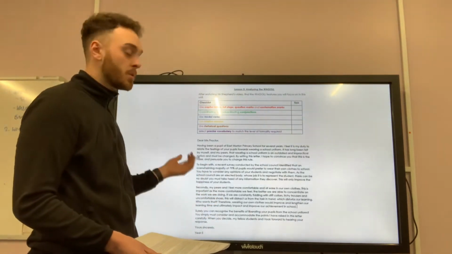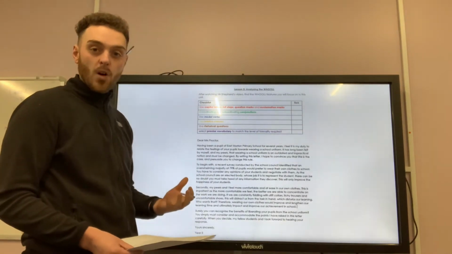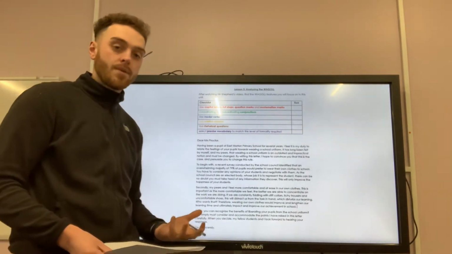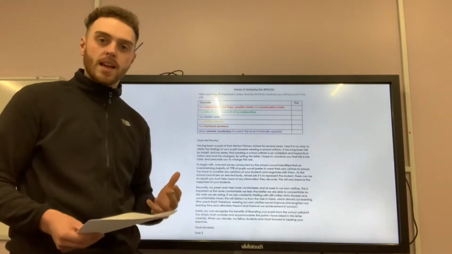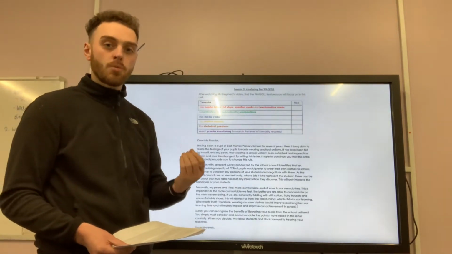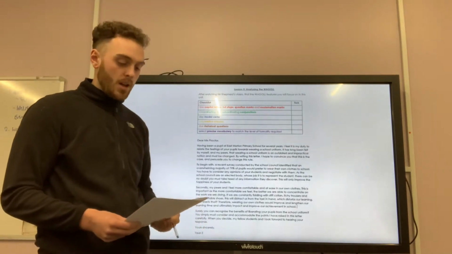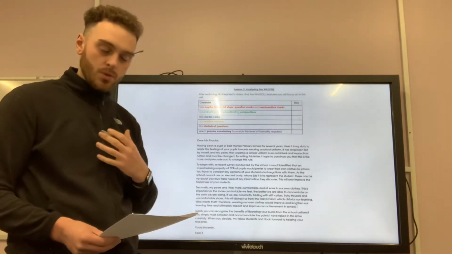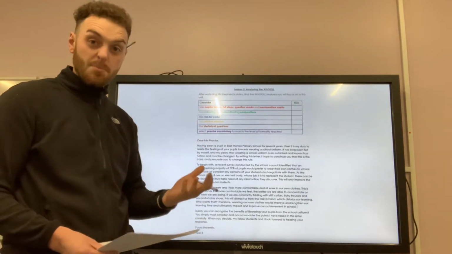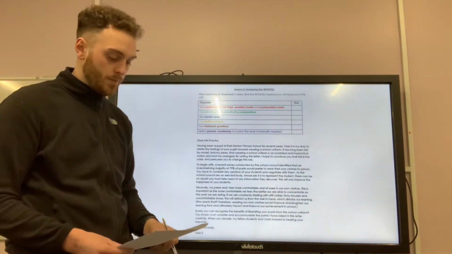So when we're writing a persuasive letter, we're going to be writing formally, not as if we're writing to one of our friends where we're using slang and things like that. We're trying to be as formal and as proper as possible to convey our message, to deliver our message really clearly and persuade the person we're writing to.